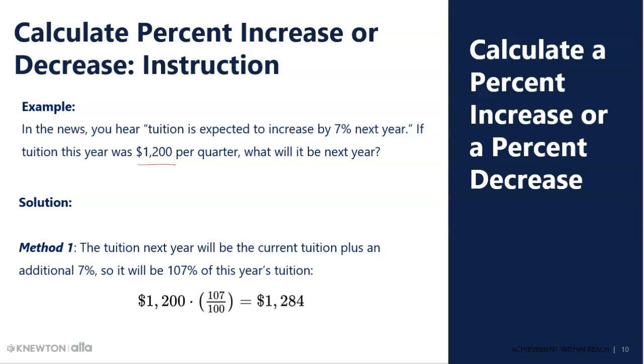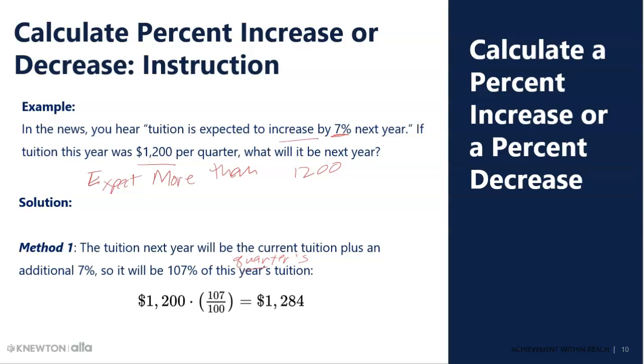So this should say quarters tuition if they're being technically correct there. So in the news, you hear tuition is expected to increase by 7% next year. If tuition was $1,200 per quarter, what will it be next year? 7% increase means you expect the answer to be more than 1,200. Sometimes writing that down is helpful, because when you get your final answer, you can see if it makes sense. So what we did first was, there's 2 ways to do this.